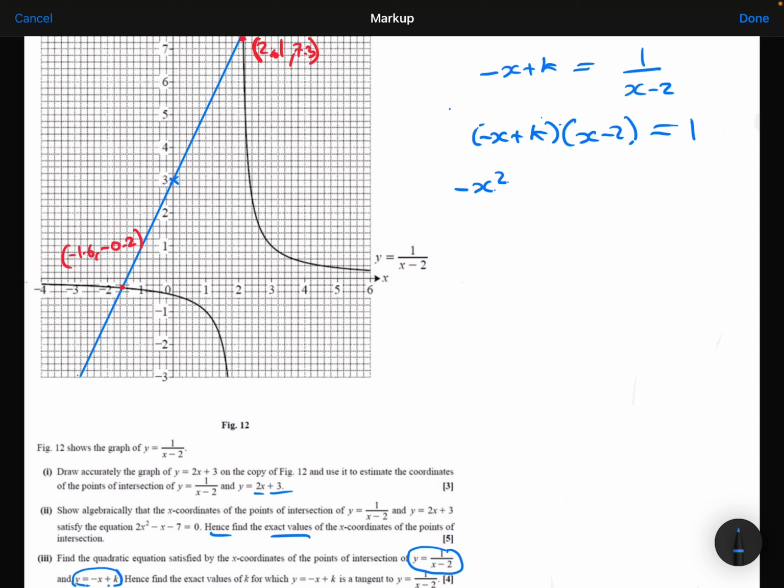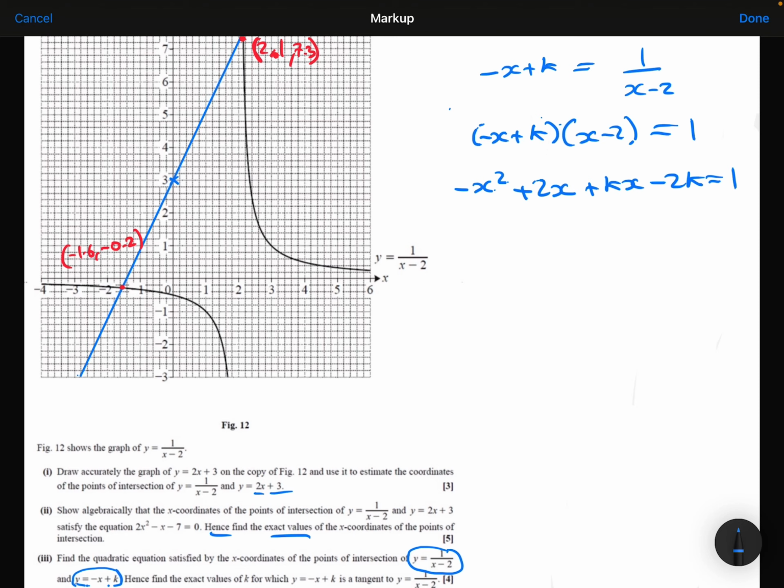So minus x times x is minus x squared. The minus x times the minus 2 gives me a plus 2x. Then we have the k times x and the k times the minus 2. Then we can collect together the like terms.